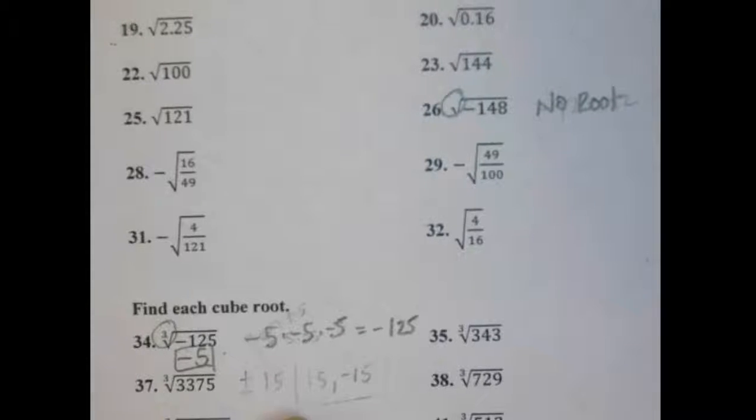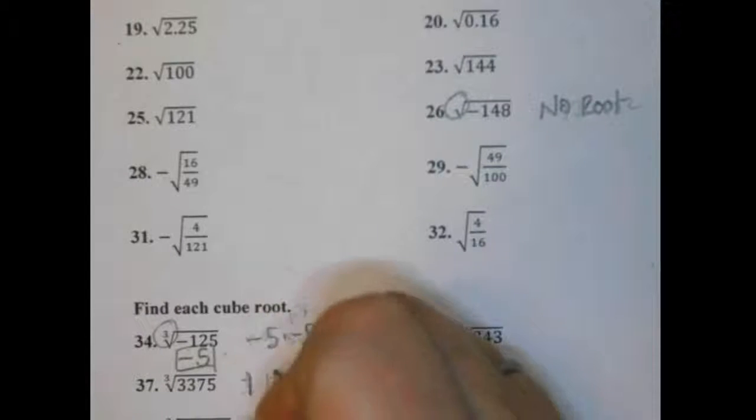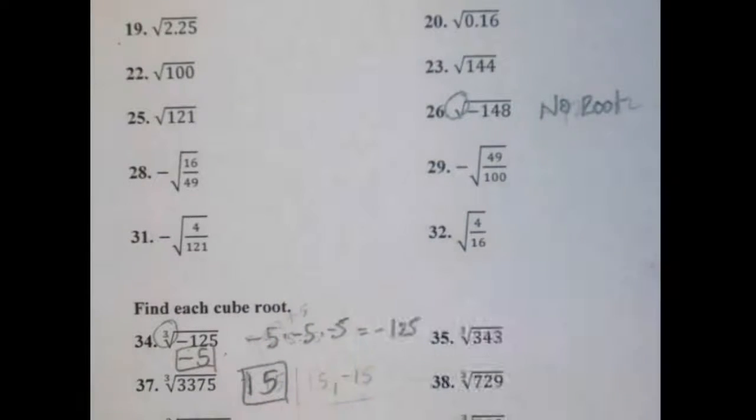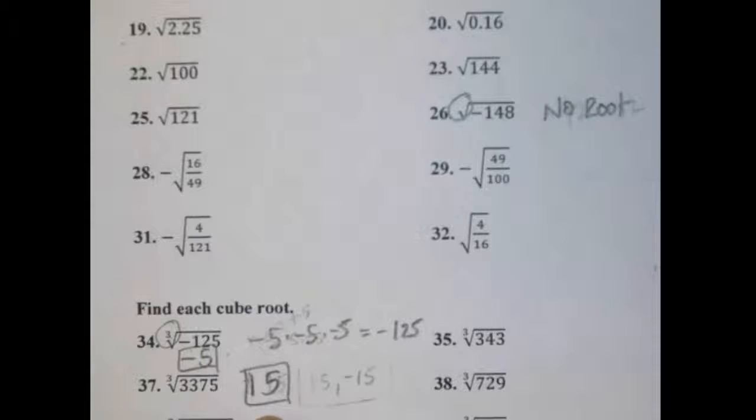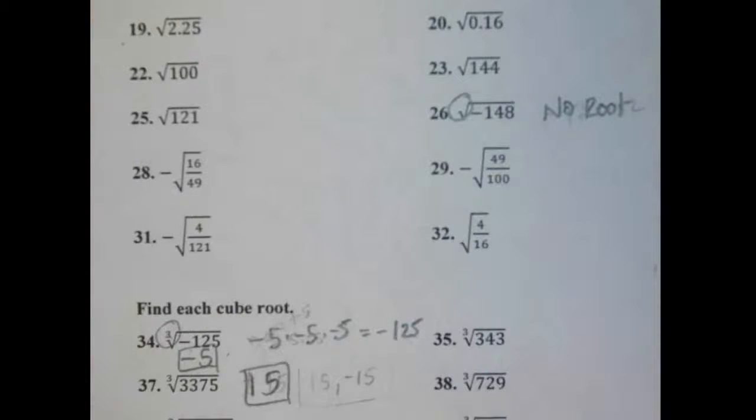So, can it be negative 15? No. It cannot be, right? Because I'm looking for a positive here. So my answer has to be positive 15. It can only be positive 15. It can't be negative because it's a cube. So you really have to pay attention to whether it's a square, where there's nothing, or a cube. The number here is going to tell you.